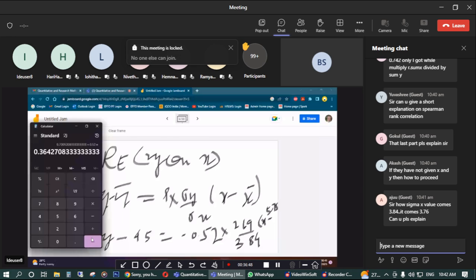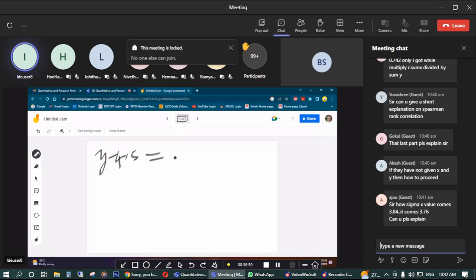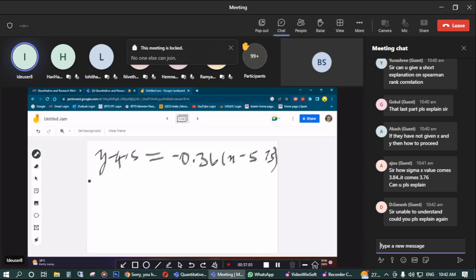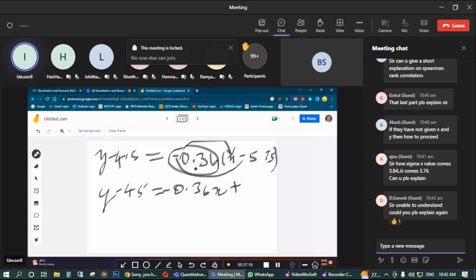Okay, minus 0.36 into x minus 5.75. Acha. What do you do? You multiply. Y minus 4.5 is equal to minus 0.36x. This entire value, multiply it by the first term. Then sign: minus into minus is plus. Then this entire value into this value.